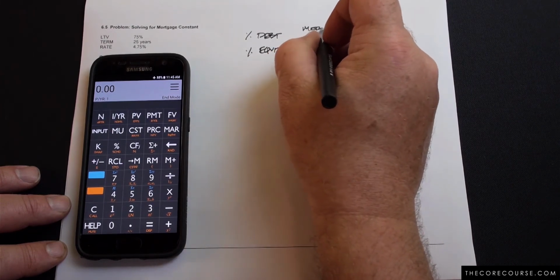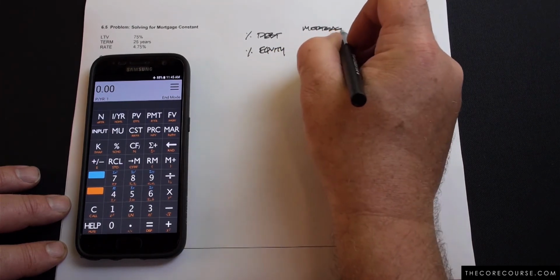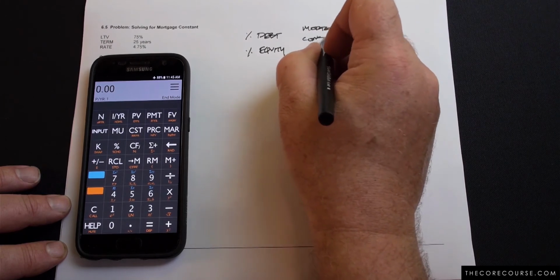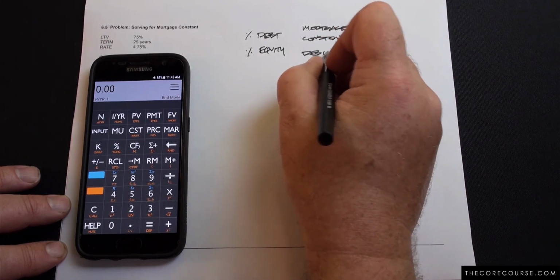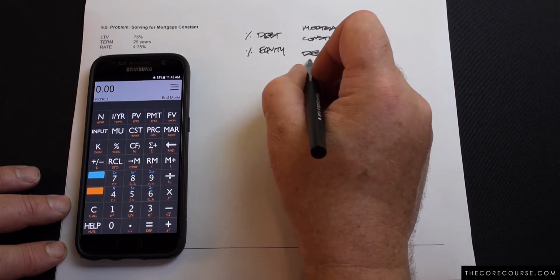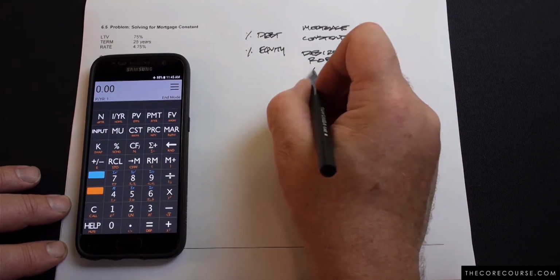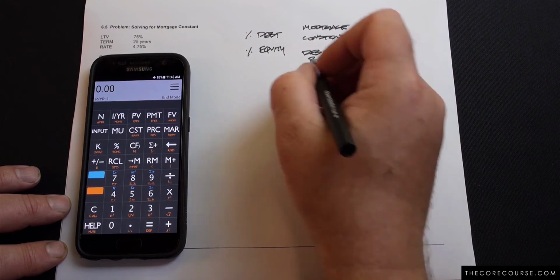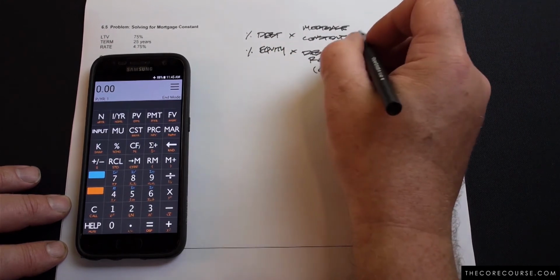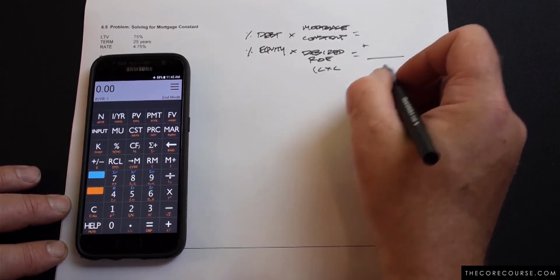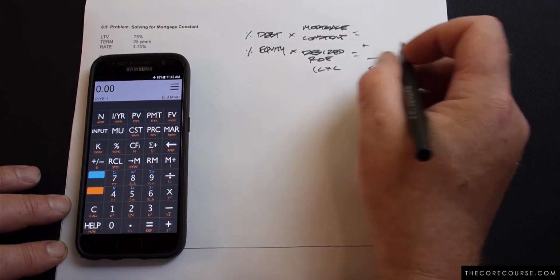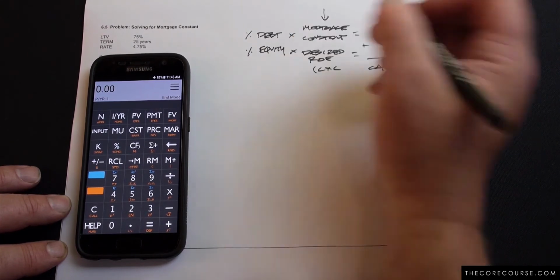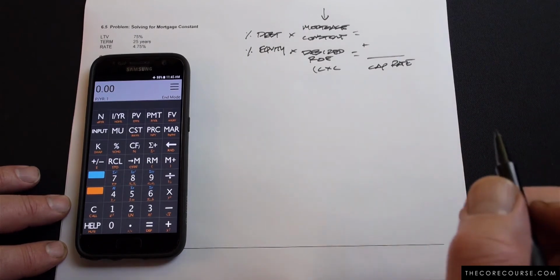Here we put the mortgage constant. And here we put the desired return on equity, which can also be the cash on cash. Multiply these across, add them up, you get the cap rate. So what we're doing here on this step is we're focusing on this one, the mortgage constant.